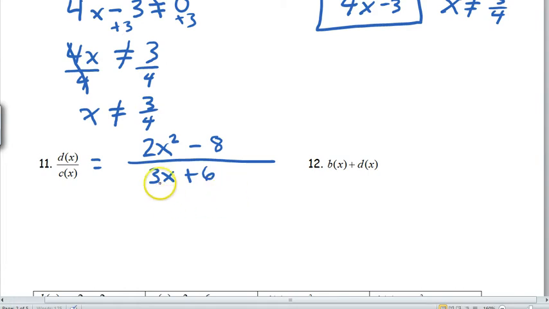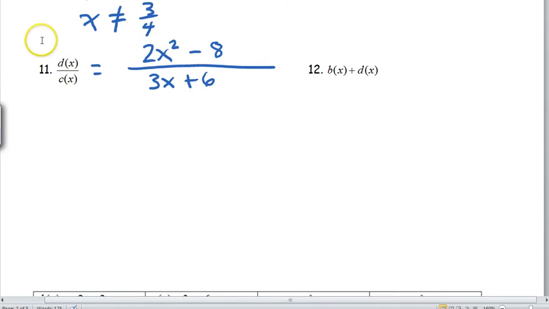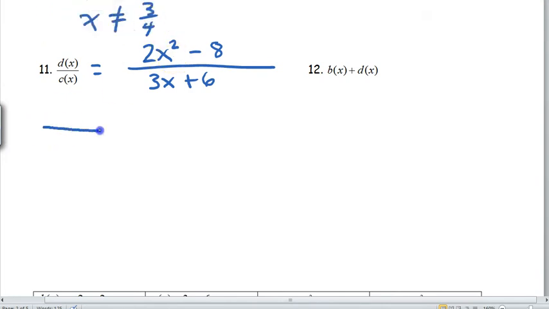Okay. Is there any factoring that we can do, guys? Yes. In the numerator, there's definitely a common factor, isn't there? Okay, let's factor the numerator. The common factor is 2. So 2 parentheses x squared minus 4. What's the GCF in the denominator? 3. So that's going to leave 3 times x plus 2.